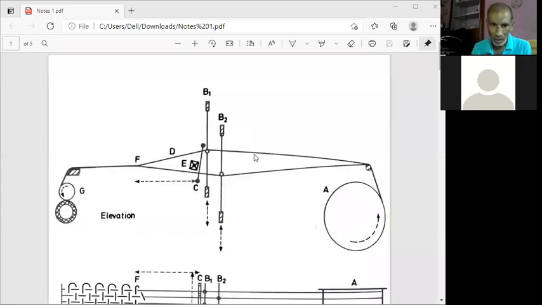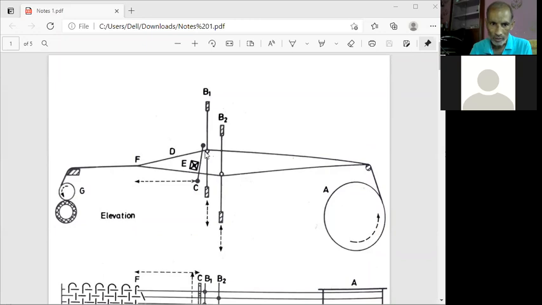So here you can see half the number of warp threads are passing through the front heald frame, and half the number of warp threads are passing through the back heald frame or second heald frame. Suppose here on the weaver's beam, we have 2000 threads, just for example. So this parallel sheet of 2000 threads is passing over this guide roller, and then half the number of threads, means 1000, are passing through heald frame number 1, because a heald frame has a number of wires. So in this case, 1000 ends we have to pass through heald frame 1, and 1000 ends, just for example, we have to pass through the second heald frame, that is B2.